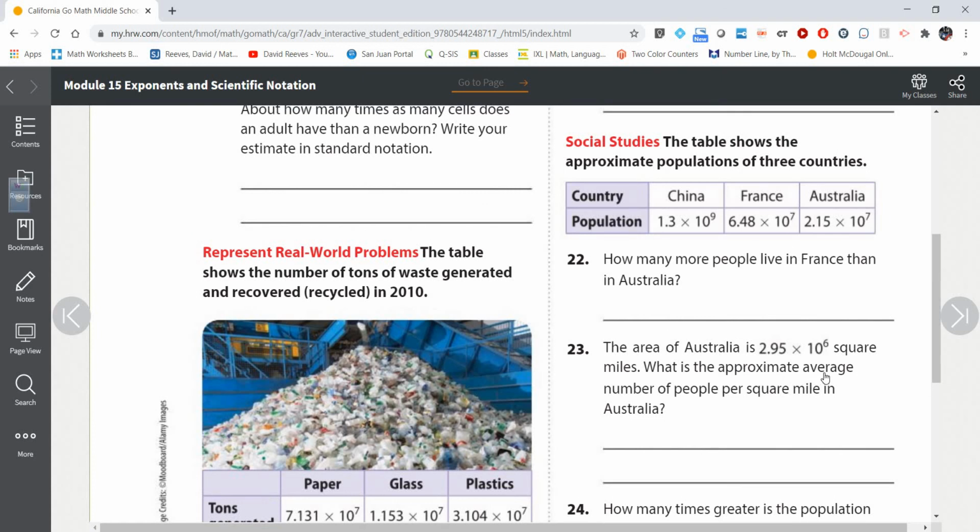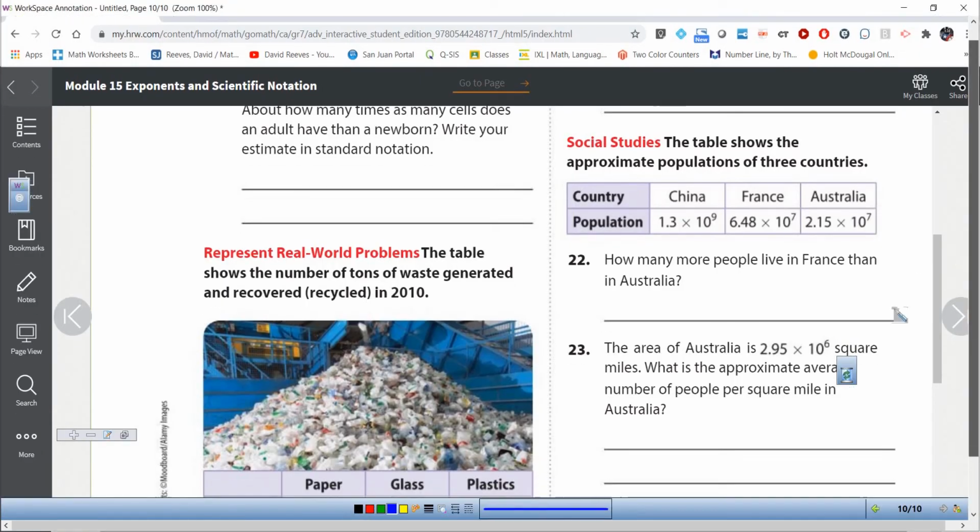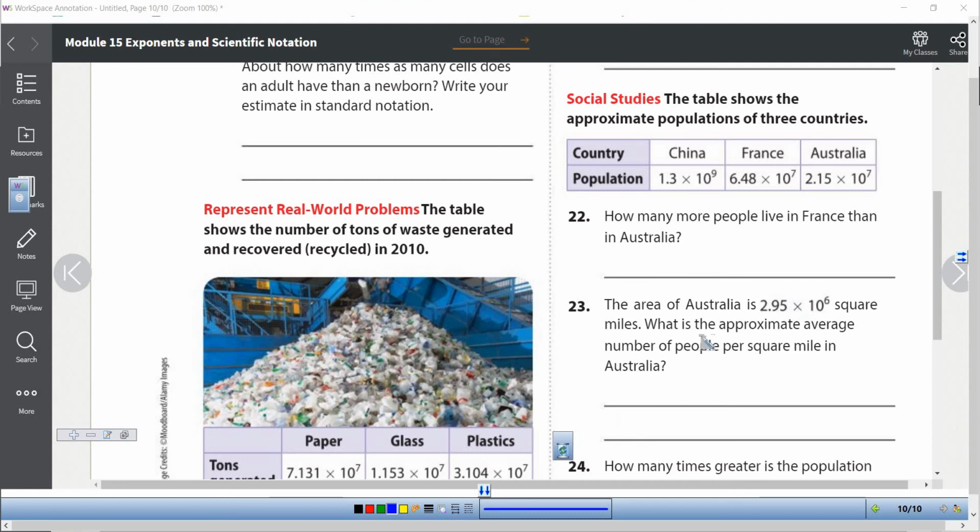All right, here's average. Remember, average is going to be the total. So for this one right here, the area of Australia is that. So we have the area divided by the number of people. What is the average number of people per square mile? Actually, they want it the other way, don't they? They want the number of people per square mile. So it's the number of people over the area in this case. That's what they want. They want the average.